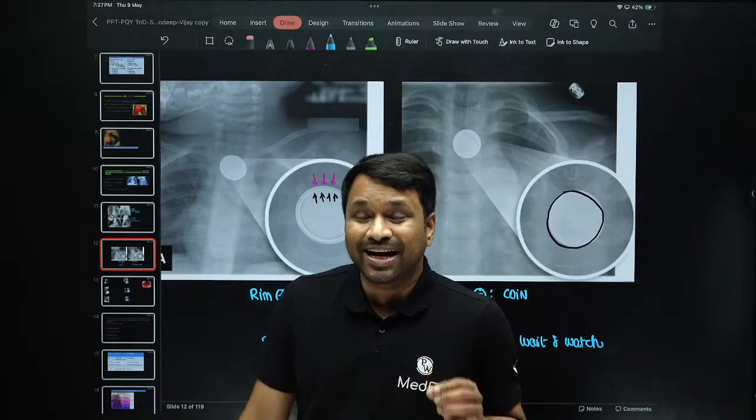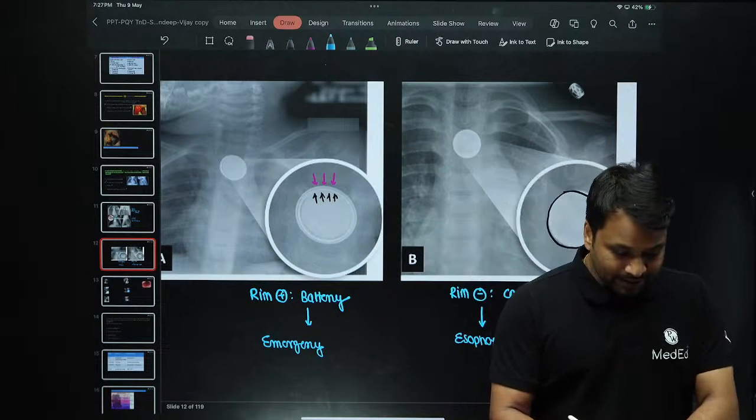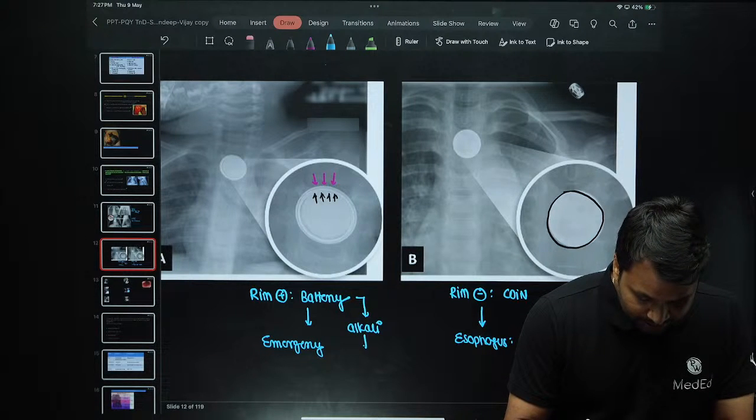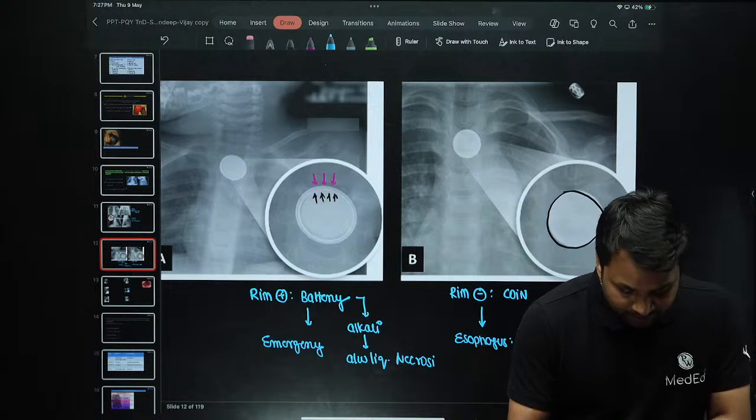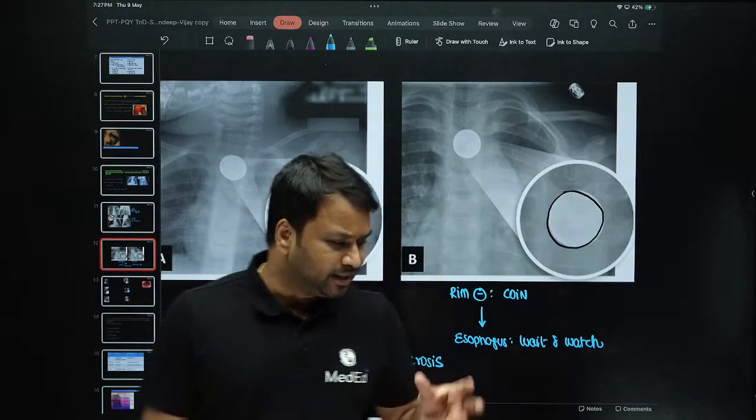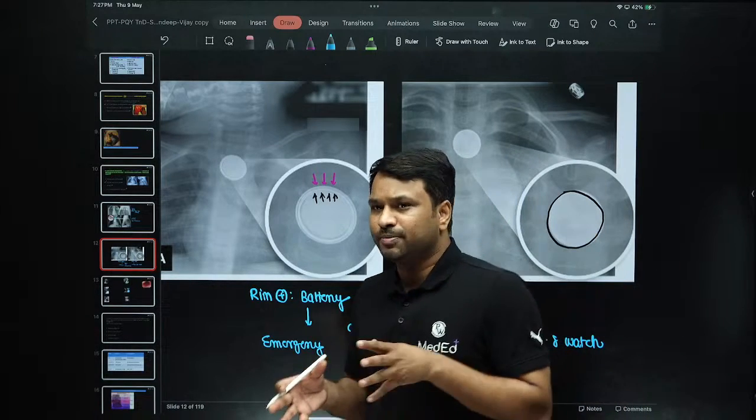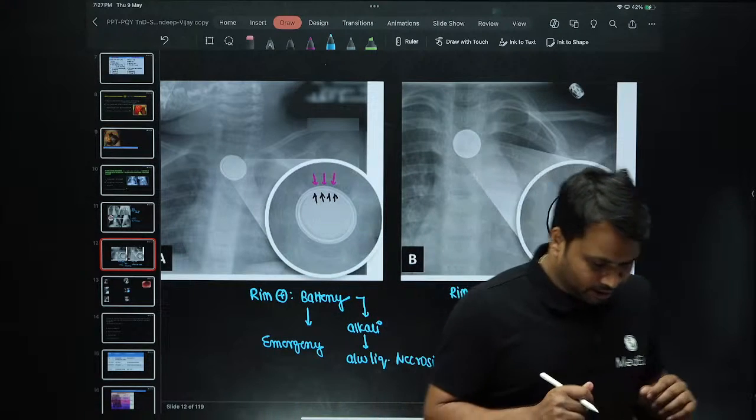What is the best modality to remove it? It is going to be rigid bronchoscopy. Now, why is a battery an emergency? Because batteries spill alkali, and alkalis are associated with liquefactive necrosis. This is going to cause extensive damage to the esophagus or the stomach, wherever it is lodged, hence it has to be removed at the earliest. So this is the question in foreign body: where does what get lodged. That is what you have to be prepared and ready about.